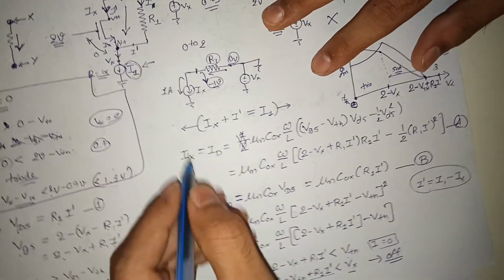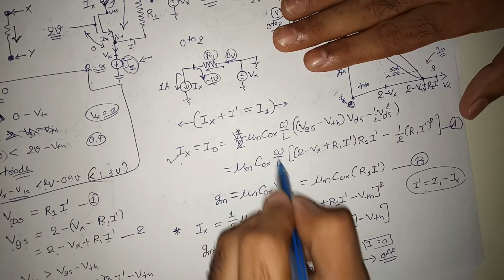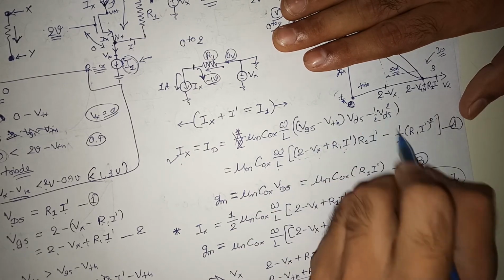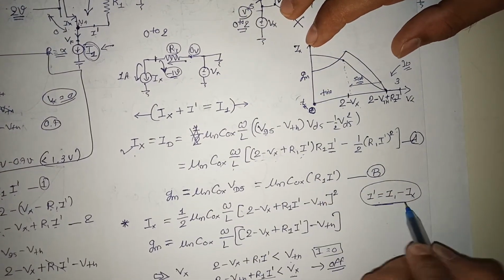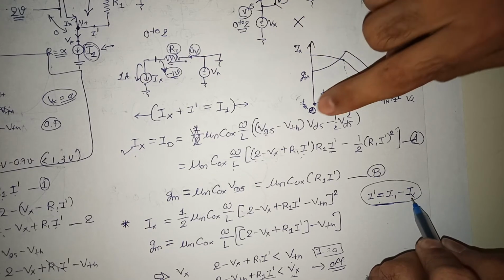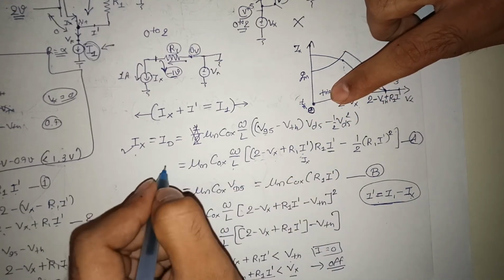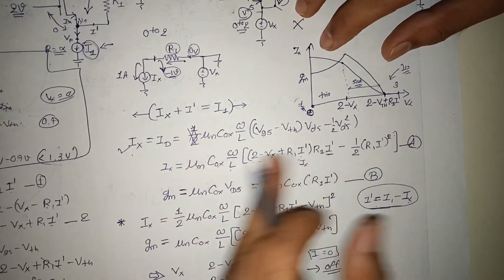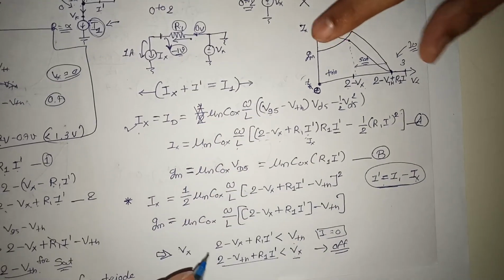How will this graph come? Here, this is the current equation for triode region: mu n COX W by L, VGS minus VTH, you can put it with the value of VGS, times VDS minus 1/2 VDS squared. This I dash you can convert into I1 minus Ix. If you put it here, the Ix term will come, and by simplification you will be able to get the equation of Ix. It was a somewhat lengthy process. You can consider it as an exercise for you.